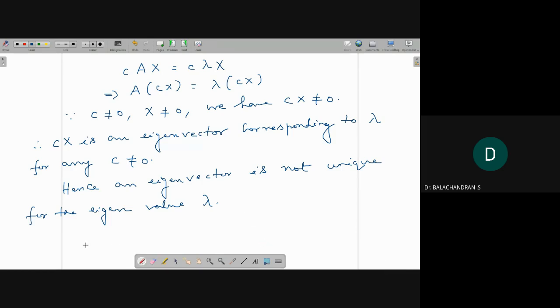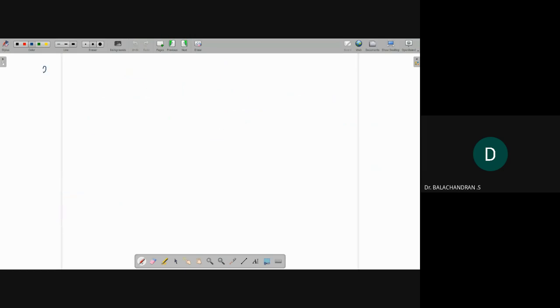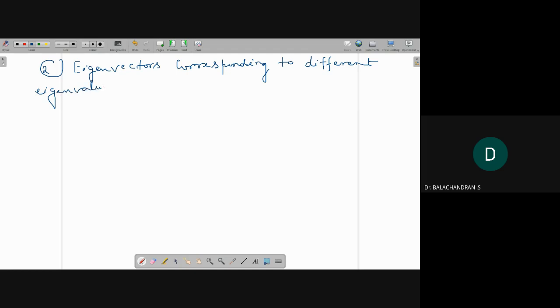So next, property number 2: eigenvectors corresponding to different eigenvalues are linearly independent.